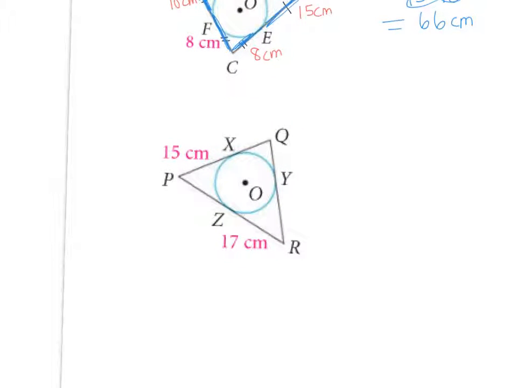So for this one, I know that this has to be 17, and this has to be 15, and I'm missing some information, so I can't do anything else. Sometimes you're given problems like that where you know what the perimeter is, and you have to find this distance. But I can't do anything else with this one.